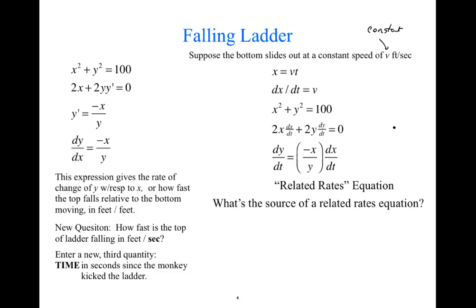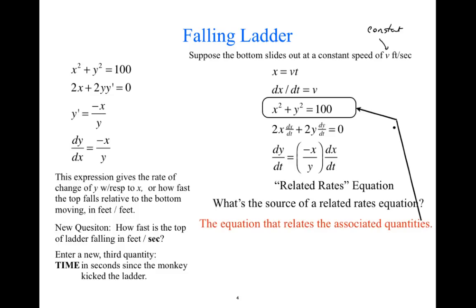Okay, and so what's the source? Where did the related rates equation initially come from? This is going to be key in solving these problems. Where did we get it? From what? What was the source of the related rates equation? You should be looking at this right here. The equation that related the associated quantities x and y. So if we want to relate dy/dt and dx/dt, we first need an equation that relates x and y. And that was our x squared plus y squared equals 100.